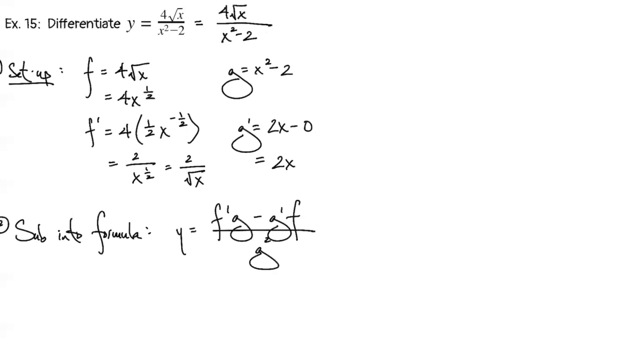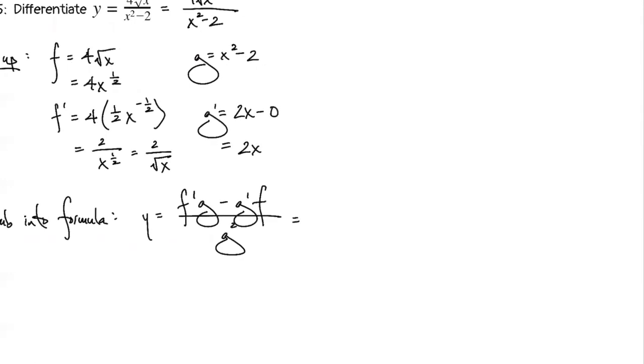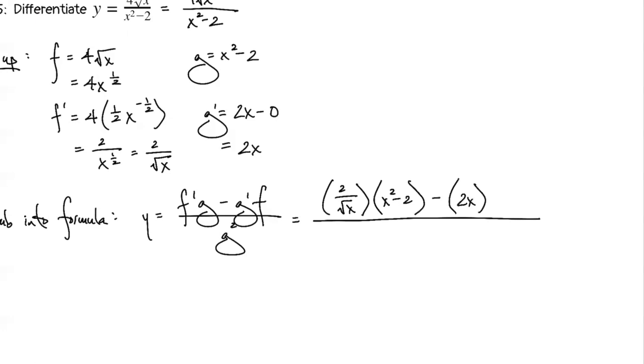All right, so let's plug things into our formula here. Our f prime is 2 over root x. Our g is x squared minus 2, minus g prime, which is 2x, times f, which is 4 root x. And here's another great example of when I don't want you to simplify. You're just going to leave that bottom as x squared minus 2, that whole thing squared. Okay.